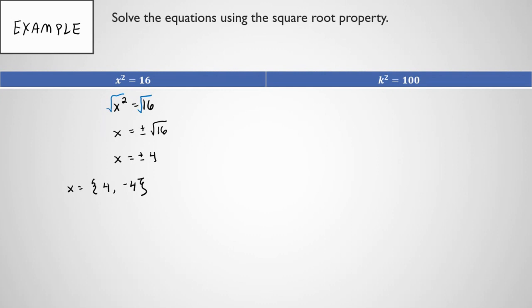And this works even if you don't have x. So here we have k squared equals 100. So again, I'm going to just rewrite this. So we start taking the square root of both sides.